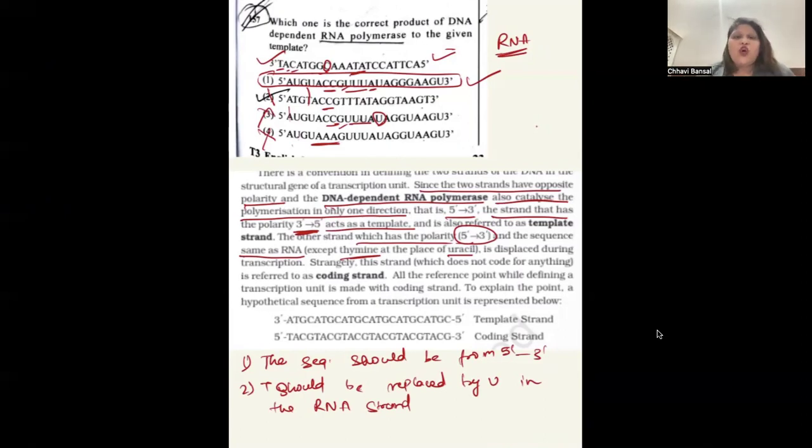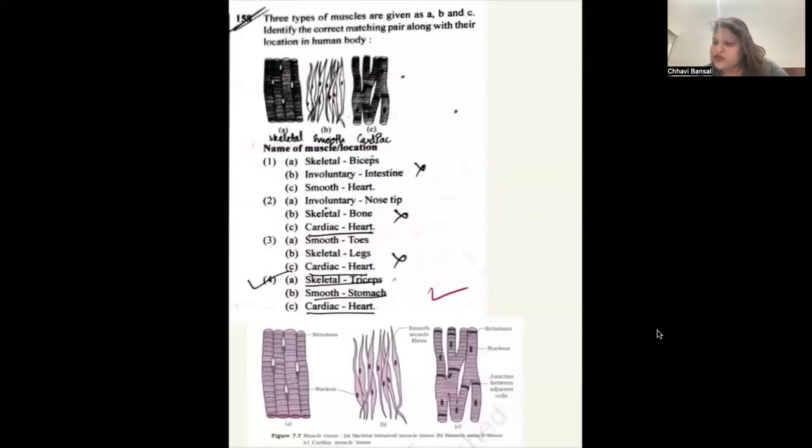You need not always solve the complete thing. I need not go till the end, right? I know the difference. So first, if the T is present, then it's not a correct option. Always eliminate it. Clear? Let's go to the next question.